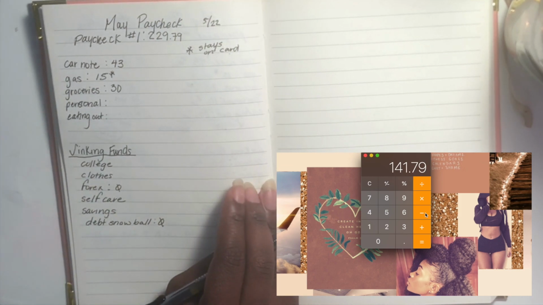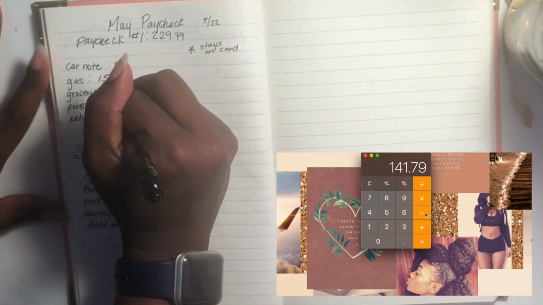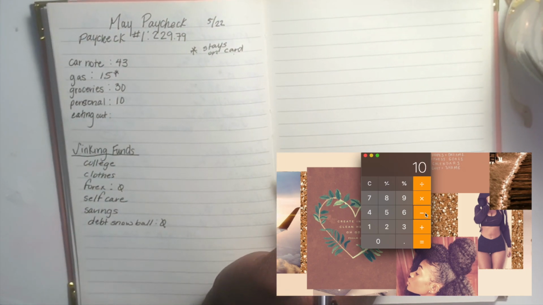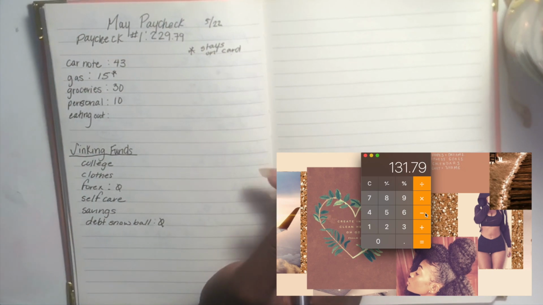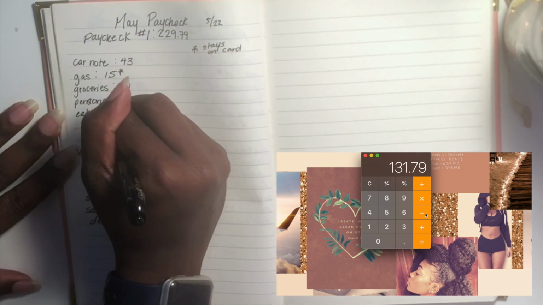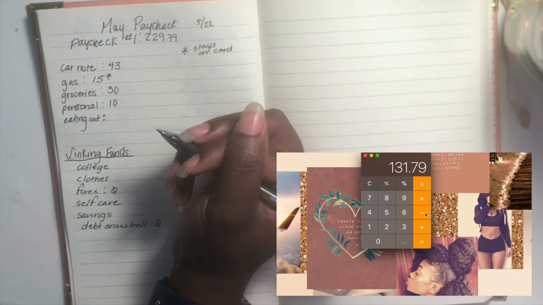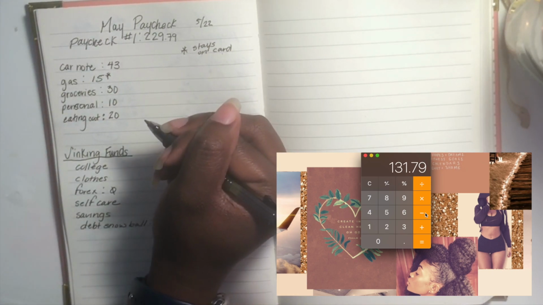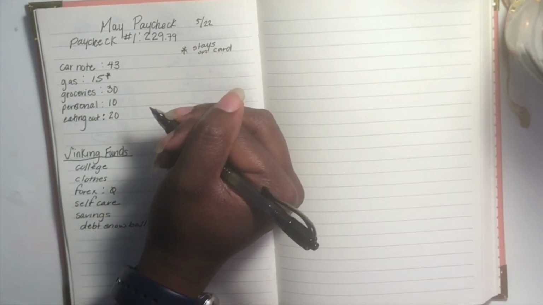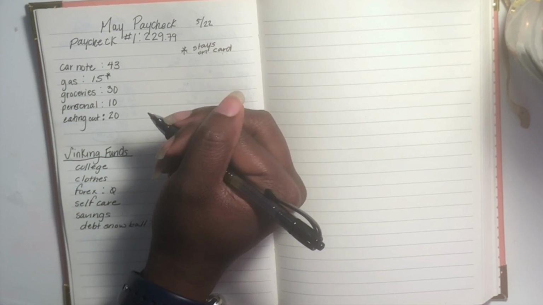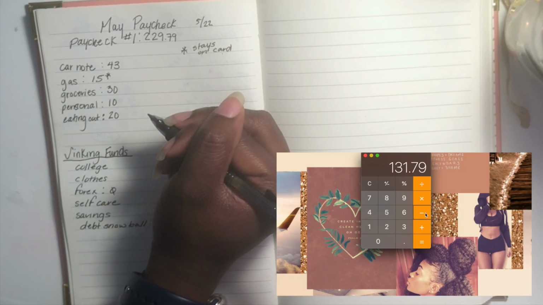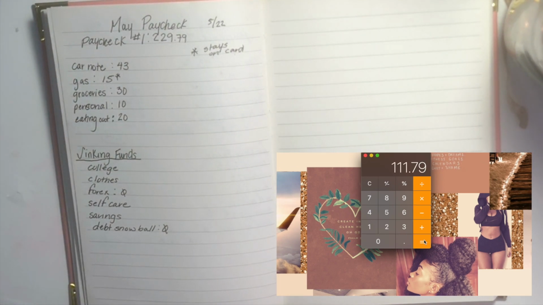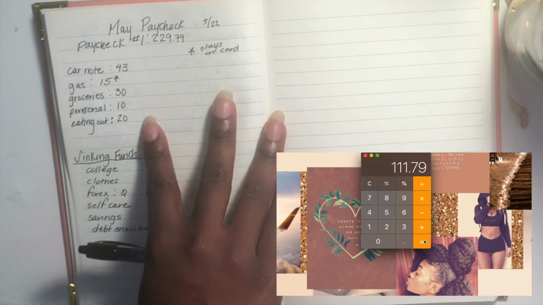Then personal, I don't really need anything. So I'll just give myself $10 just in case something comes up. And then eating out, I'm gonna have my first cheat day on Sunday and I'm so excited for it. So I'm gonna give myself $20 and I think I want to go to a Mexican restaurant that I love and they just opened back up, so it'll be perfect. So I'm gonna subtract 20 from that, and that is it for my necessities.